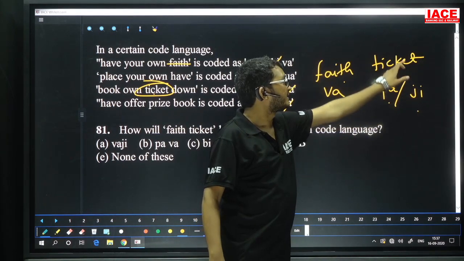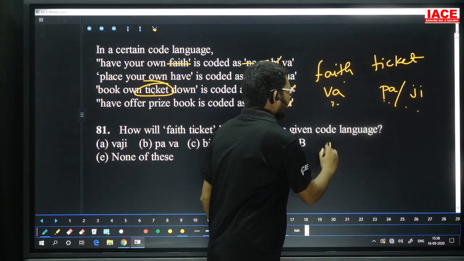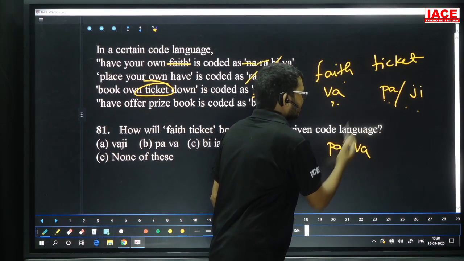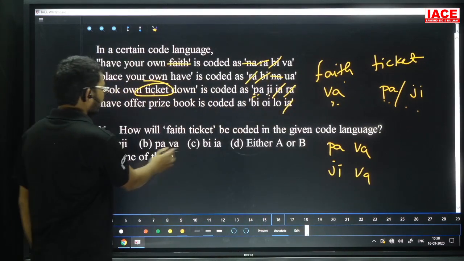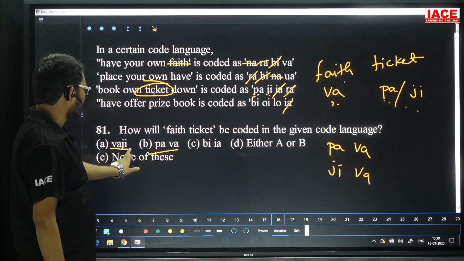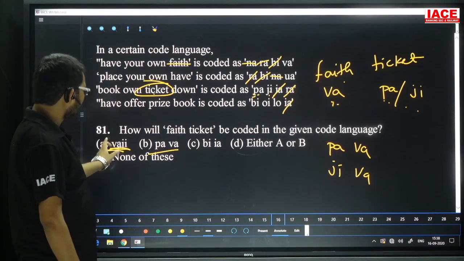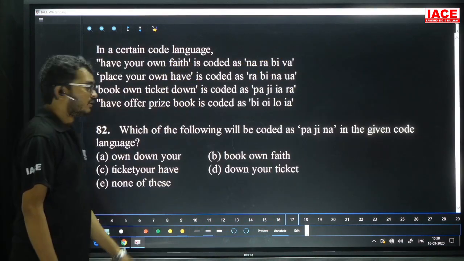J. Why? Because for ticket we don't know the definite code. PA or JI. So the answer is what? VA, otherwise JIVA. Check the options once. VA. Next one is what? Here VA. Next one is what? J. Yes. So the answer is what? A has a chance, B also has a chance. Then the answer is either A or B, option D.